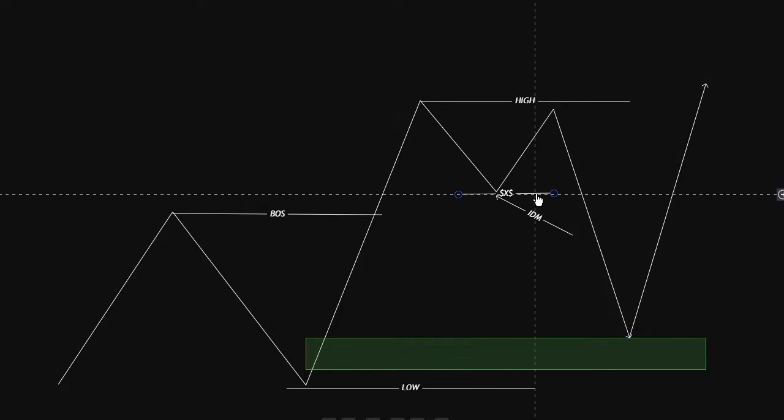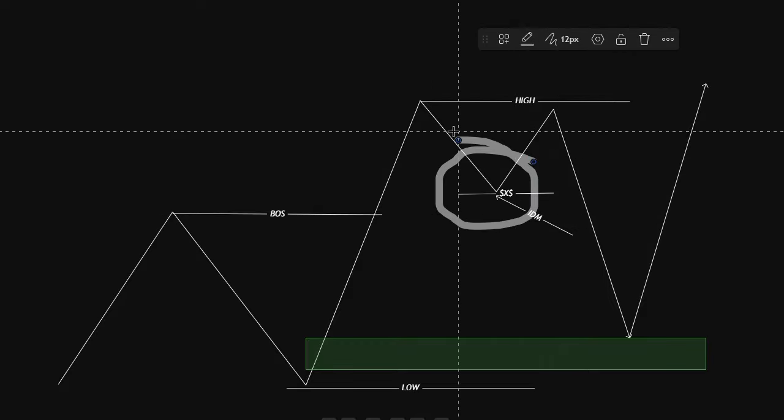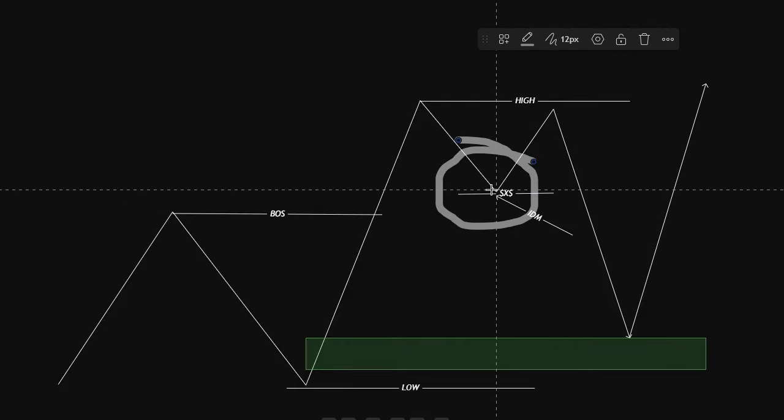So this is why the inducement, the IDM, is this area, a little bit of internal structure. If this is creating a structure before falling, then this is actually an inducement. So inducement is basically a liquidity zone, as I already explained.